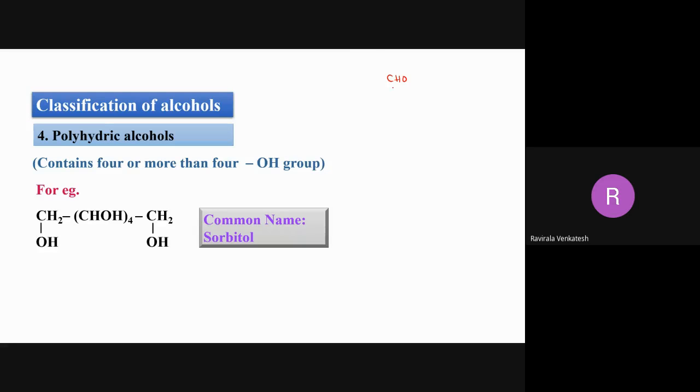CHO, then CH OH, H C OH, next again H C OH, and finally CH2OH. Pentahydric alcohol: 1, 2, 3, 4, 5. Glucose is a pentahydric alcohol. Similarly, sorbitol is a hexahydric alcohol. All these come under polyhydric alcohols, which we generally get in biomolecules. So the classification according to the number of OH groups is completed here.